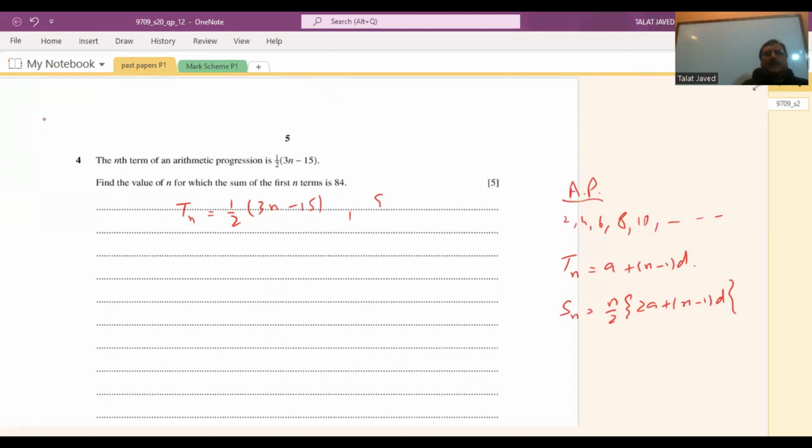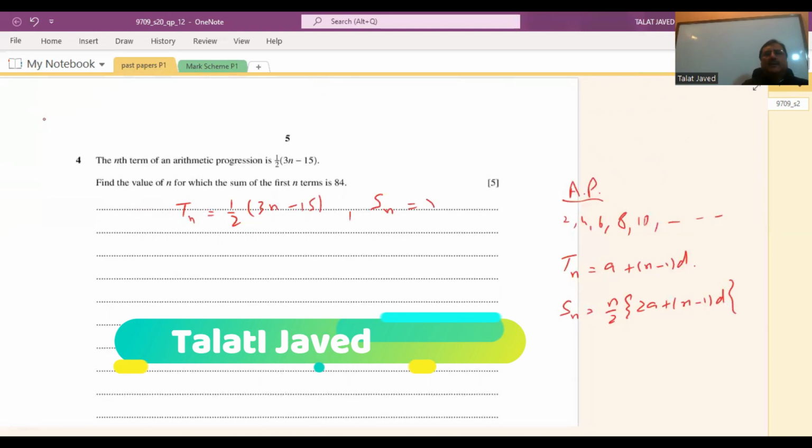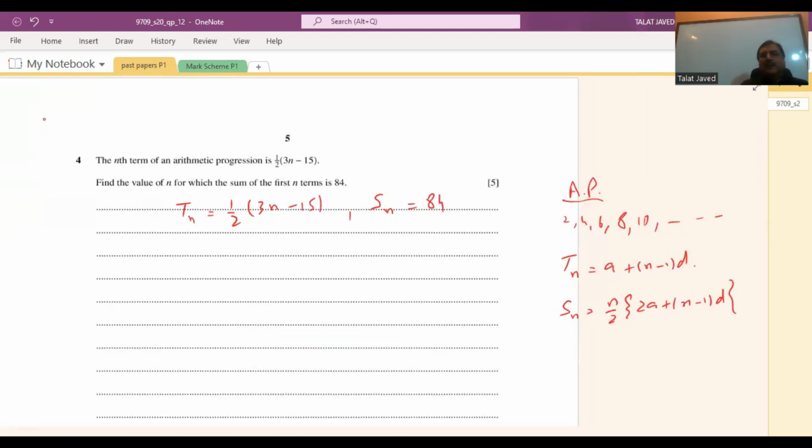The sum of the first n terms is also given. Sn is given as 84. So we will use the formula to find the sum to n terms: Sn equals 1 over 2 into 2a plus n minus 1 into d. So we need to apply this formula.